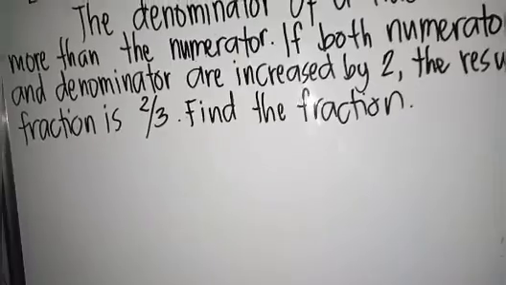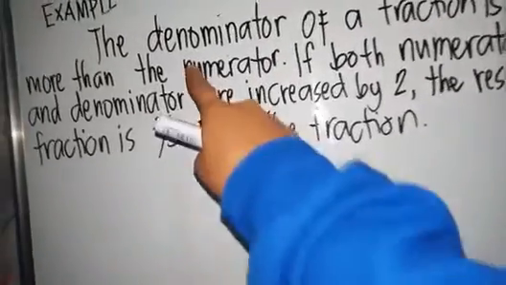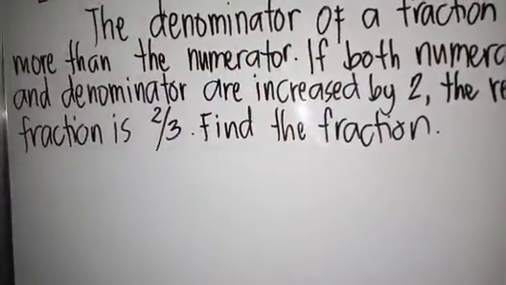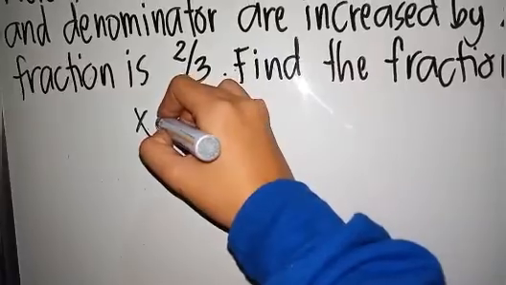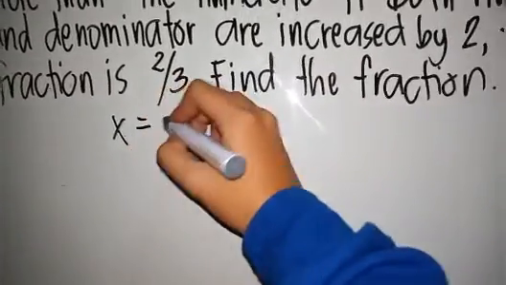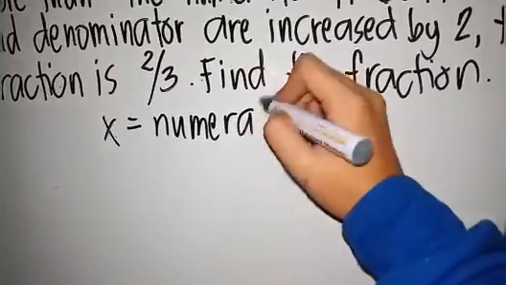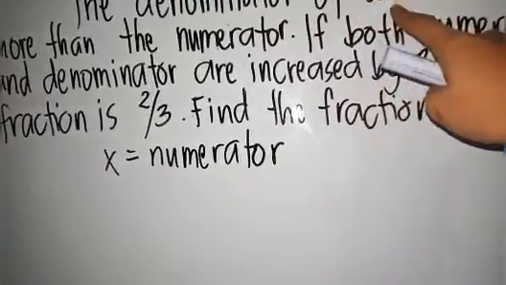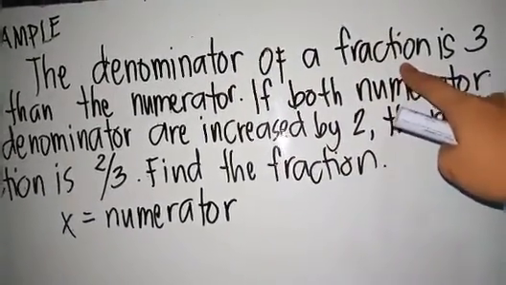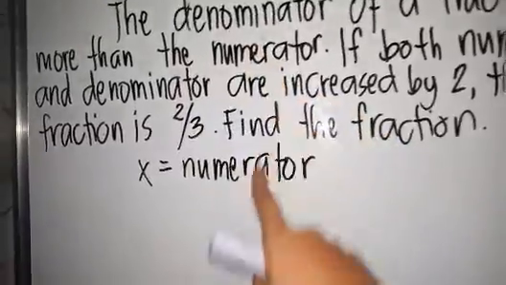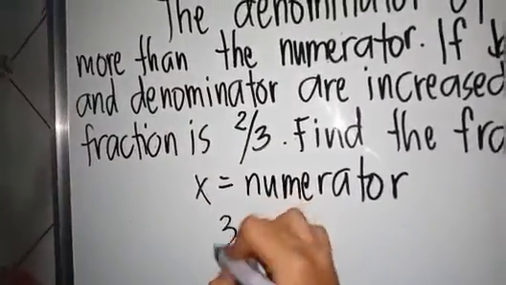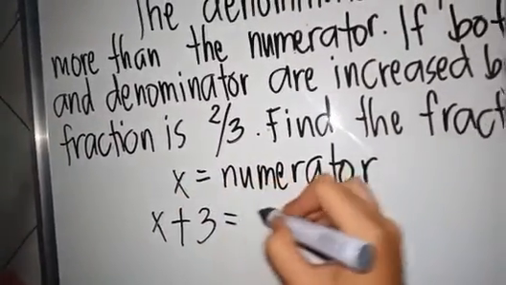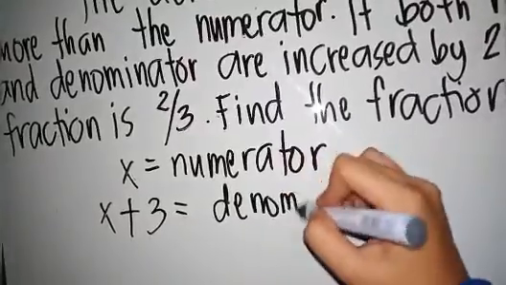So ang gagawin natin dito ay i-let x muna natin as the numerator para makuha natin yung ating denominator. So, let x will be our numerator. Then, ang gagawin na ngayon sa ating denominator, so since sinabi dito na is 3 more than the numerator. So, we have 3 more than the numerator which is x. So, ito ngayon yung ating magiging denominator.